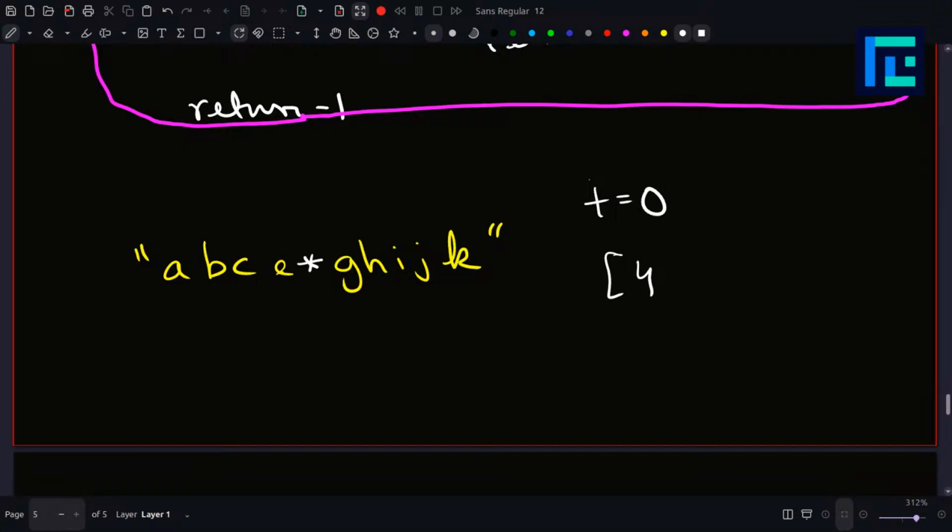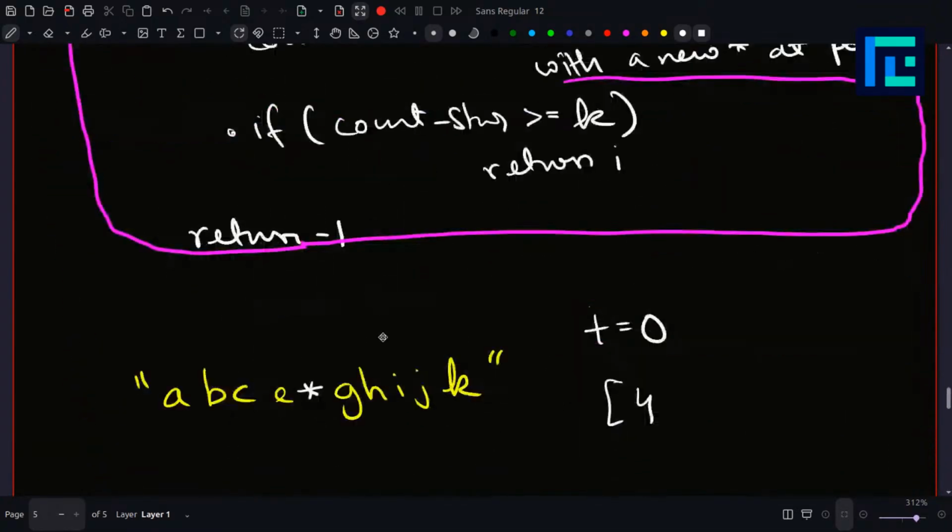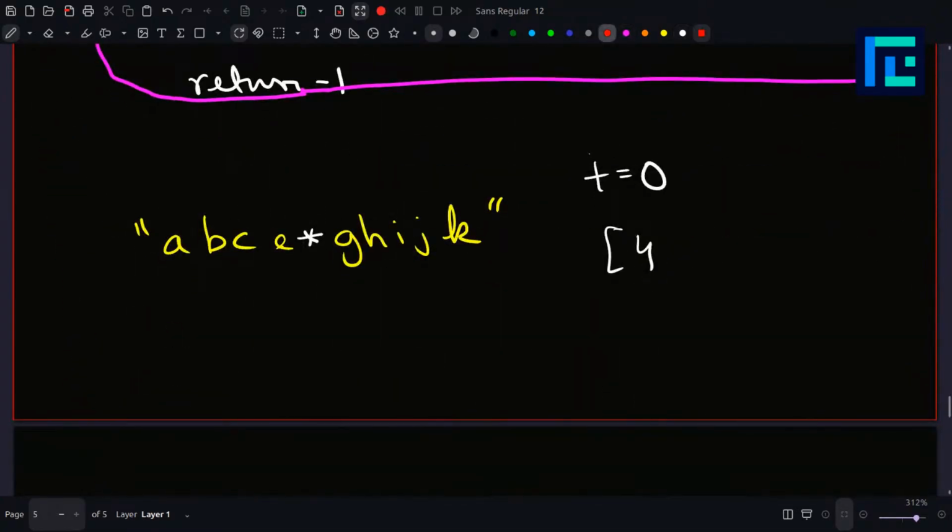Now we need to know how many are the newly formed substrings with a star. One substring will be simply this character. The next substring will be these two characters, these three, this, and this. So at least 1, 2, 3, 4, 5, 6 new substrings are formed.